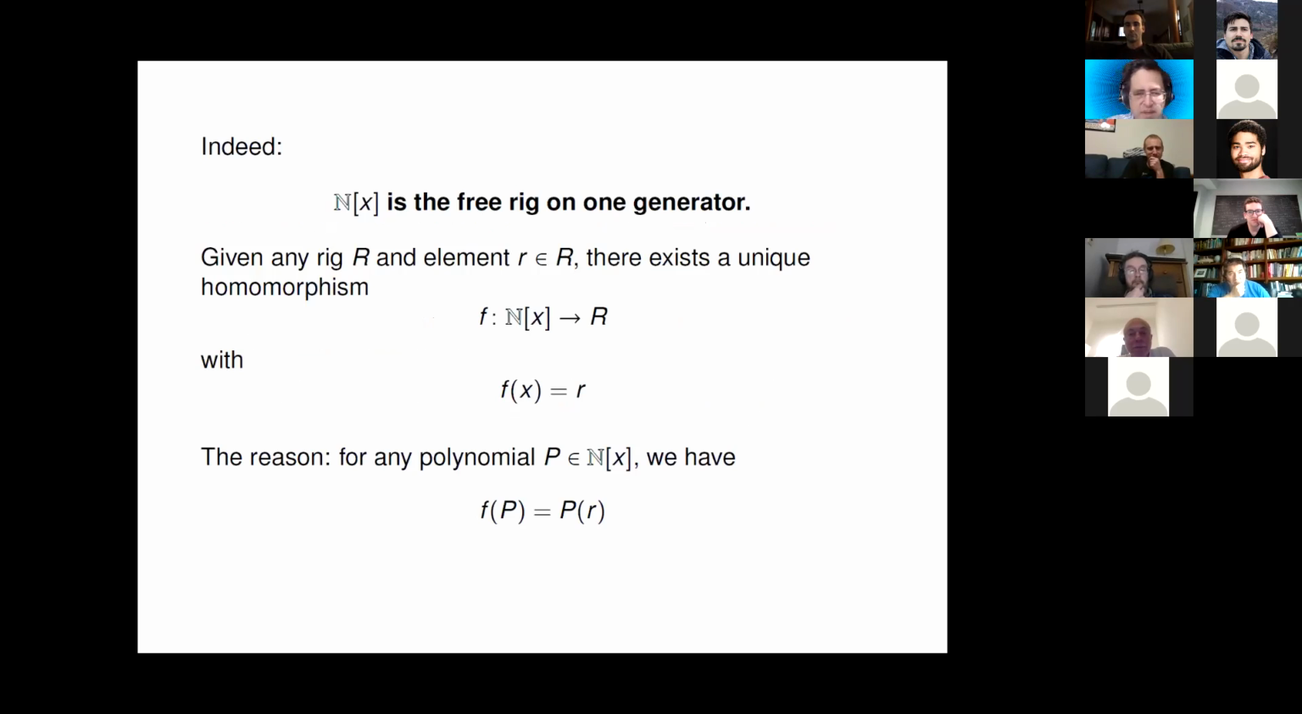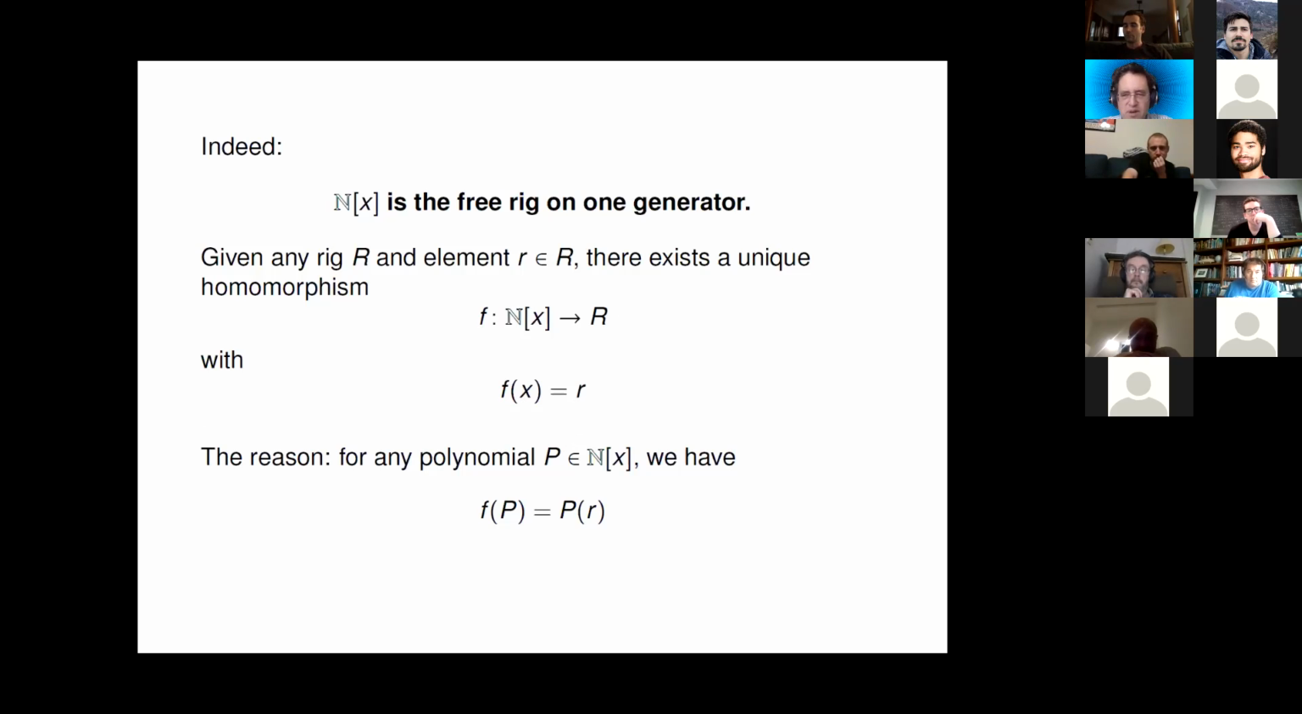So, for example, we could look at polynomials with natural number coefficients. So no negative coefficients, please. Natural number coefficients on one variable. That's what I'm calling N of x. And that's the free rig on one generator, just like Z of x was the free ring on one generator. What I'm saying is, give me any old rig and any old element of it, there's a unique rig homomorphism sending x to that element.